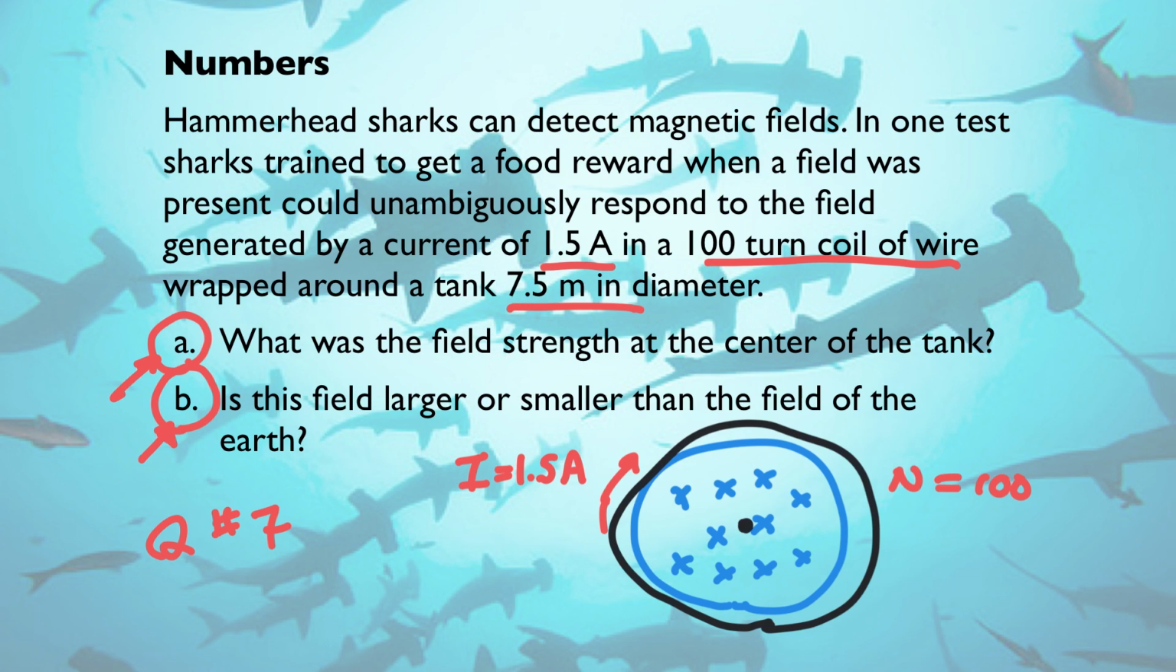And I'll give you a hint for the assessment. It's smaller than the Earth's field because the point was to show that the sharks could in fact detect a field on the size of the Earth's field, and exactly why that's important to them is something that we'll talk about later.